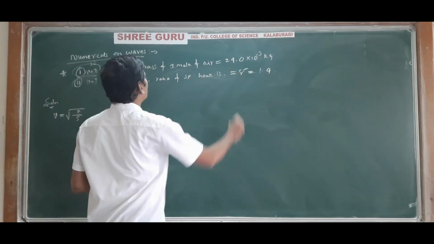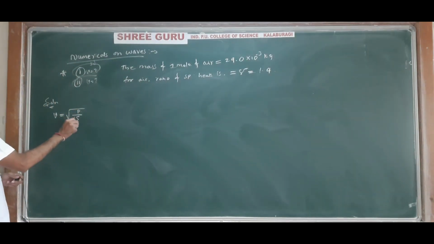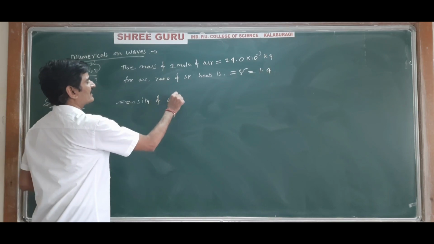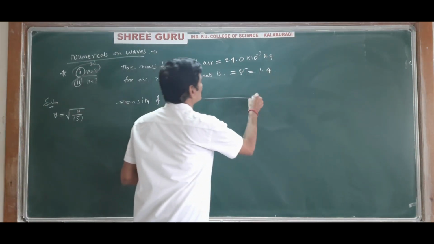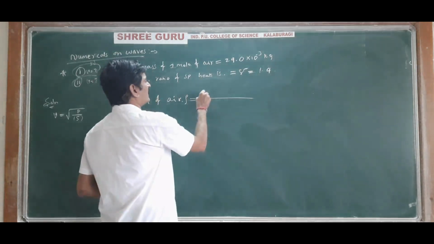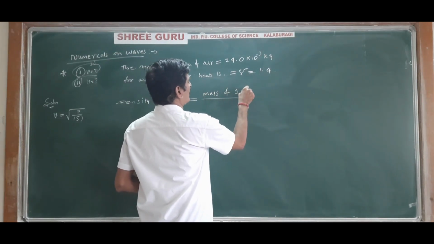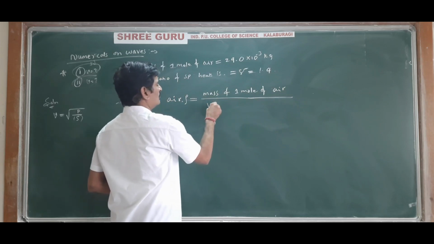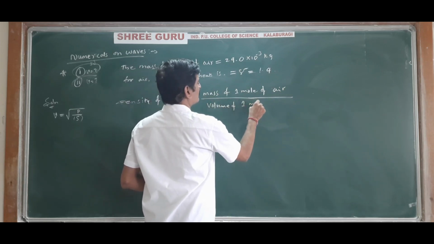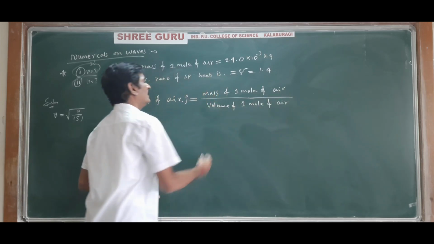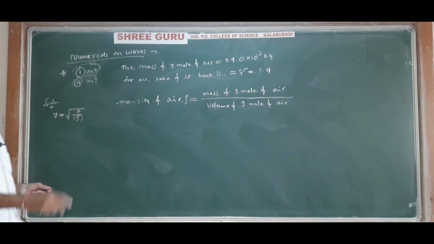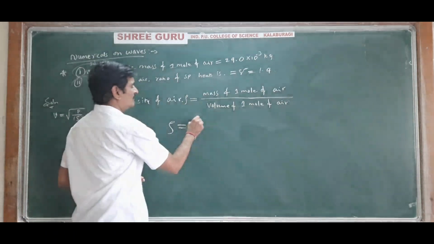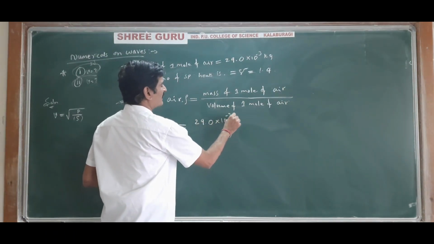The mass of 1 mole of air is given, but they did not give the density, so you can calculate the density. So density of air, rho, is equal to the mass of 1 mole of air divided by the volume of 1 mole of air. The volume of 1 mole of air is not given. The mass of 1 mole of air is given as 29.0 into 10 to the power minus 3 kg.